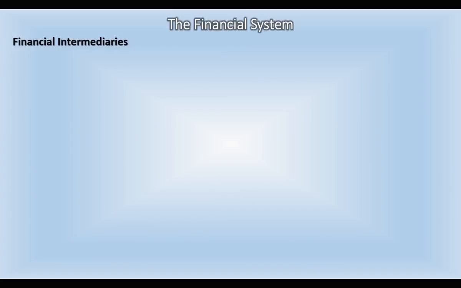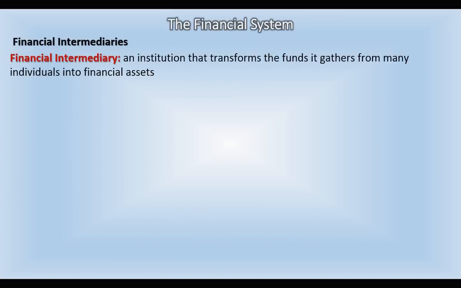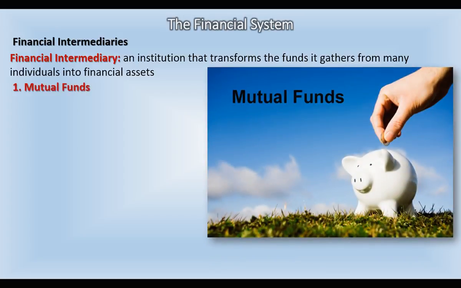All right, now let's talk about the financial intermediaries, the institutions that help to channel savings to investment. So a financial intermediary is an institution that transforms the funds it gathers from many individuals into financial assets. So the first financial intermediary we consider is called a mutual fund. You've heard of these funds.